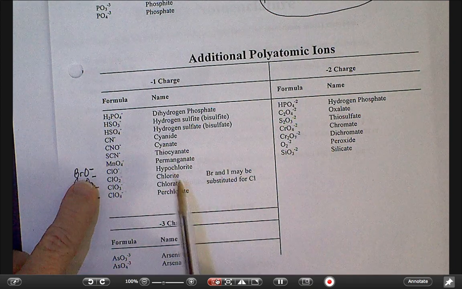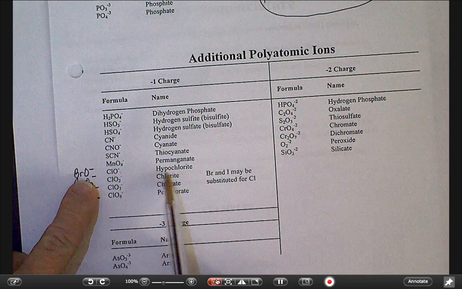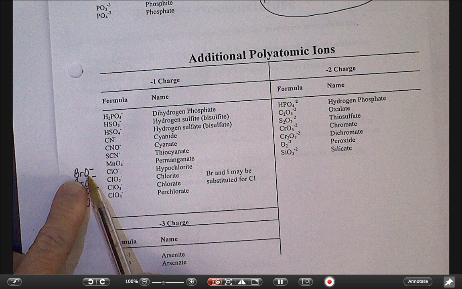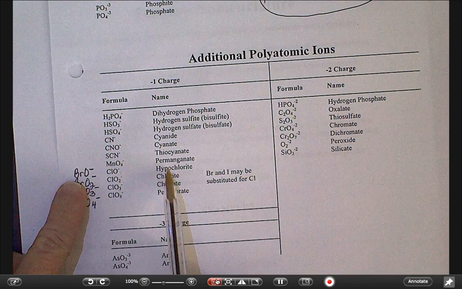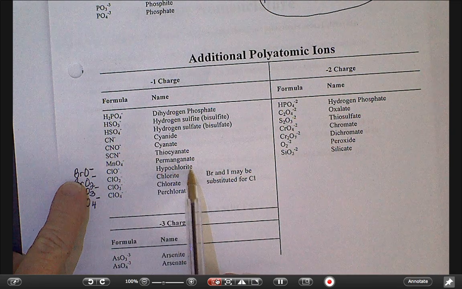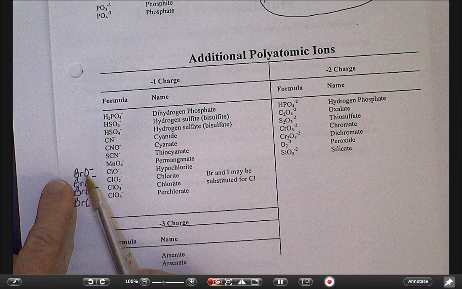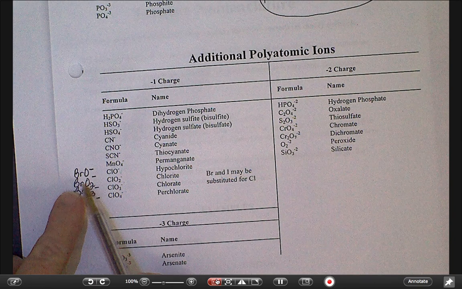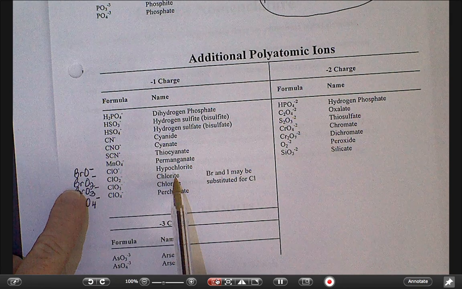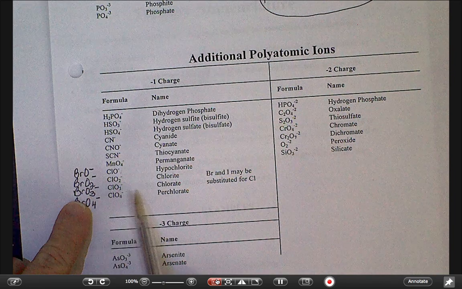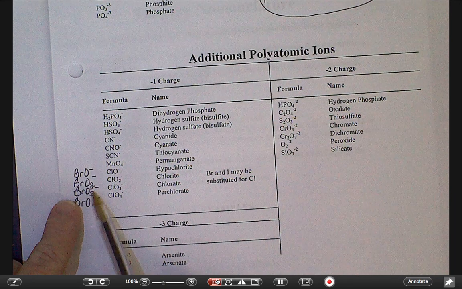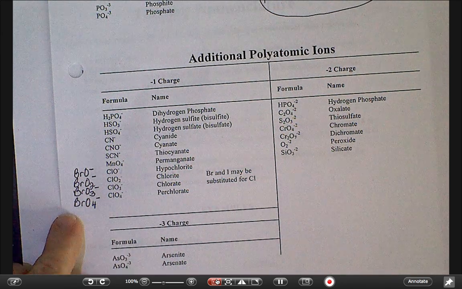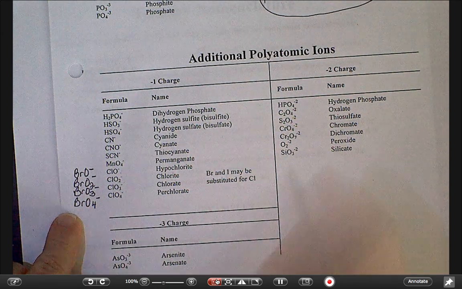Now then, let's look at it. This one was hypochlorite. This one will be hypobromite. Okay? Take off the prefix and the ending and put it on this one, hypobromite. This one is chlorite. This one will be brom what? Bromite. This one is chlorate. This is bromate. This is perchlorate. This is perbromate. See how that works?